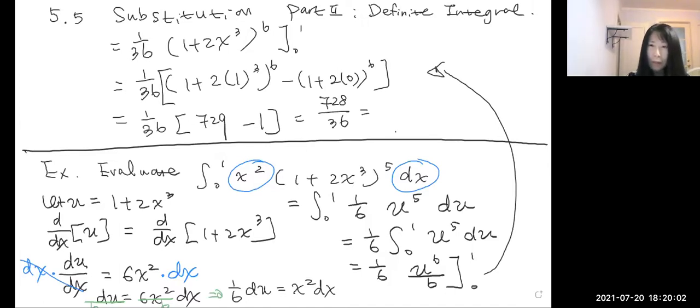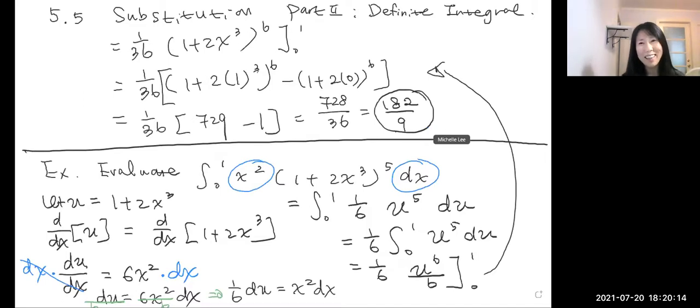How about divide by 4, numerator, denominator? Okay, thank you. 182 divided by 9. Thank you so much. Okay, so this is the answer.